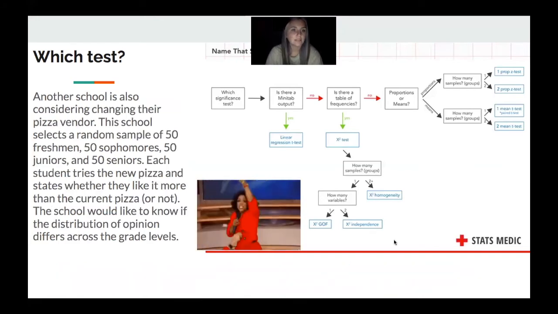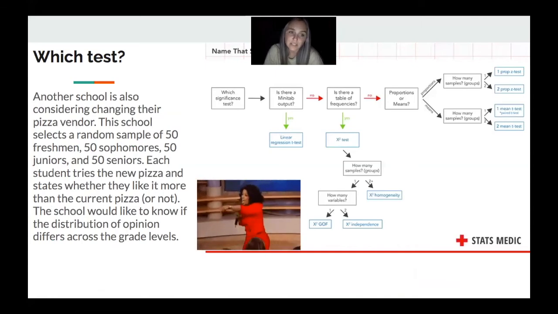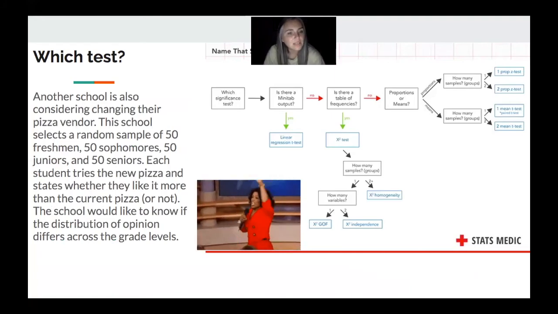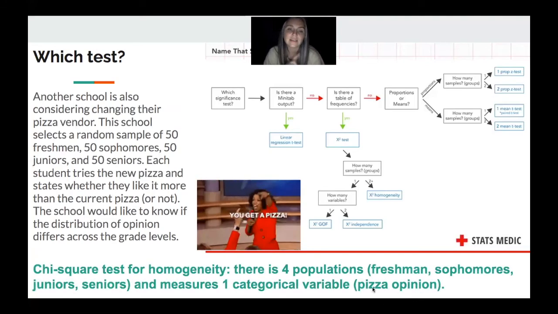All right. Another high school is also considering changing their pizza vendor. This school selects a random sample of 50 freshmen, 50 sophomores, 50 juniors, 50 seniors. Each student tries the new pizza and states whether they like it more than the current pizza or not. The school would like to know if the distribution of opinion differs across grade levels. Pause the video.